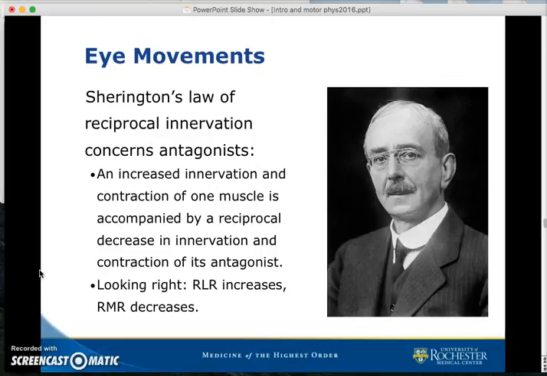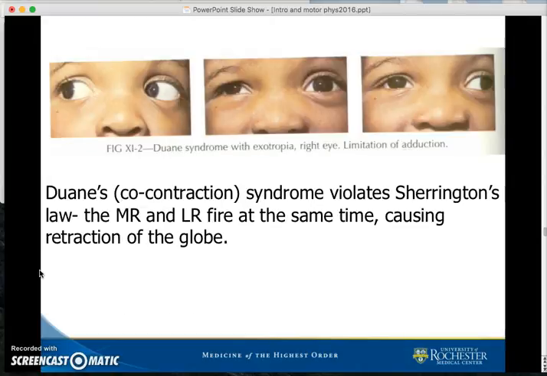This is Dr. Sherrington. He had his law of reciprocal innervation, and it concerns antagonists. So an increase in innervation of contraction of one muscle is accompanied by a reciprocal decrease in innervation and contraction of its antagonist. So when we look to the right, the right lateral rectus increases its innervation, the right medial rectus decreases its innervation. Duane's is a co-contraction syndrome that you'll learn more about in further lectures, but it violates Sherrington's law because the medial rectus and the lateral rectus fire at the same time, and it causes retraction of the globe.